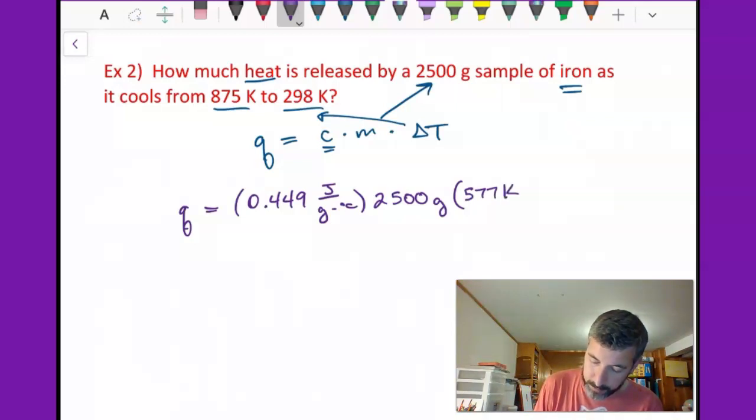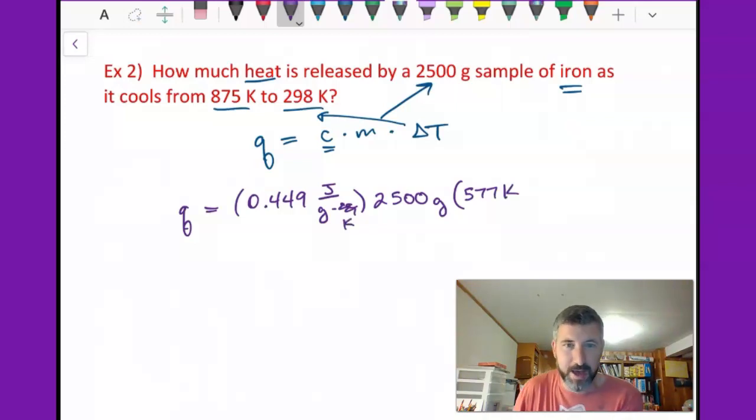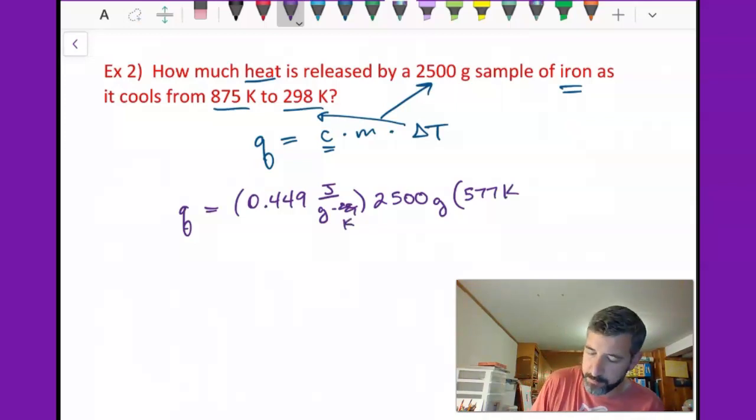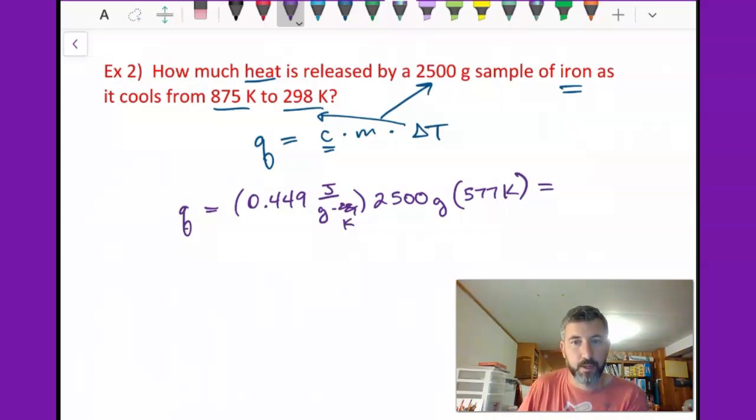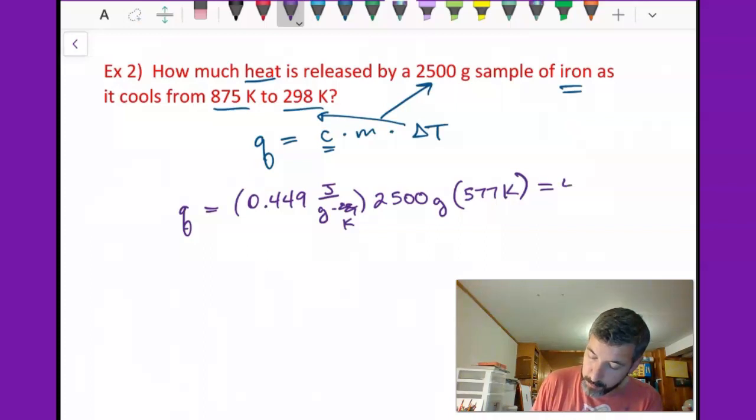kelvins. And actually over here, I'm going to change this to kelvins because again, it doesn't really matter degrees Celsius or kelvins, but for the purposes of canceling, I'm going to go ahead and make sure that our temperature units are the same. All right, so let's go ahead and figure out what we get here. Okay, so I got 647,683, and that would be, again, kelvins cancels, grams cancels, and that would be joules.